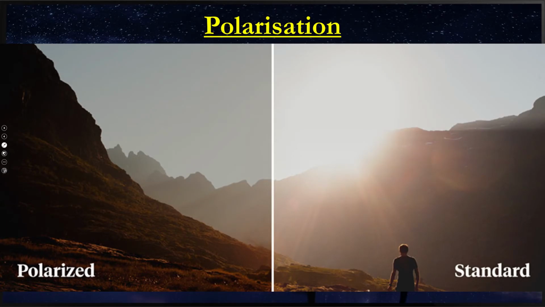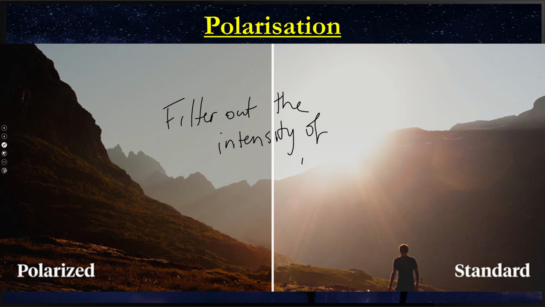Here's an example of what polarization looks like. You can see on the right-hand side here, the light is really bright, and it's really hard to see the boundaries of this hilltop mountain. While as you see here for polarization, the image appears to be darker. So a good starting point is that if light is polarized, it's the same thing as saying we've filtered out the intensity of light. That's what polarization does. It filters out the intensity. How does it do that?